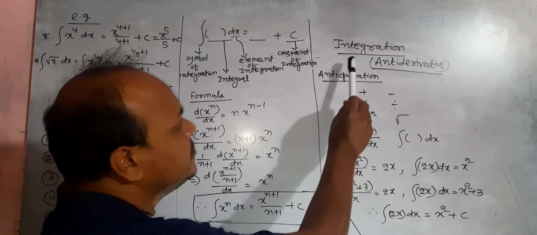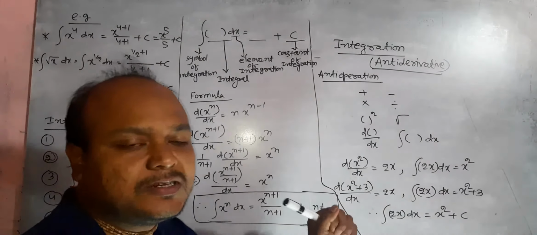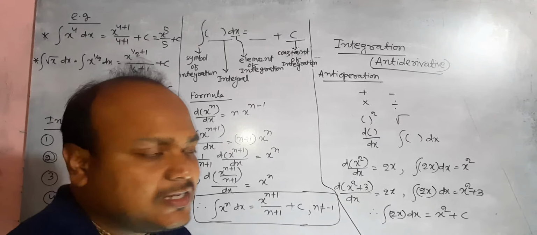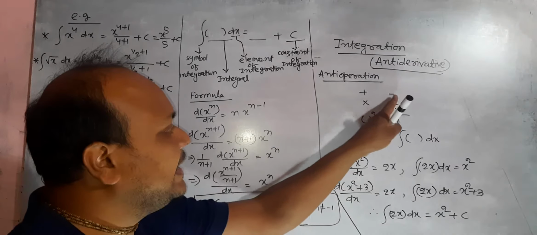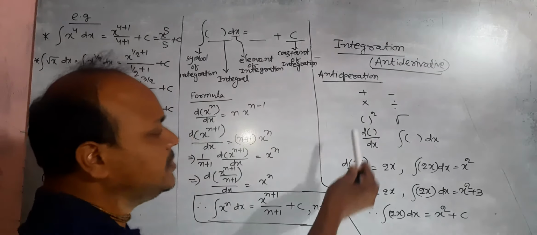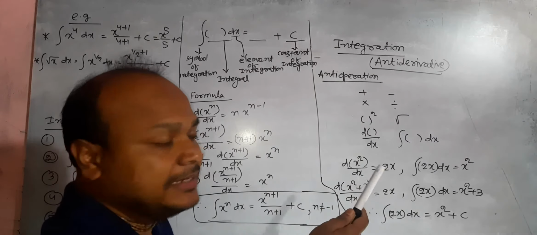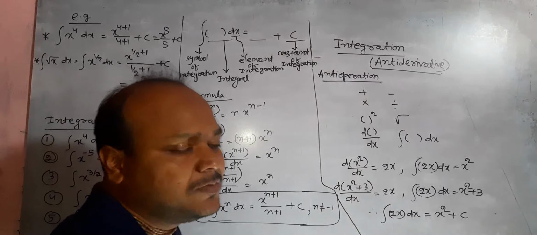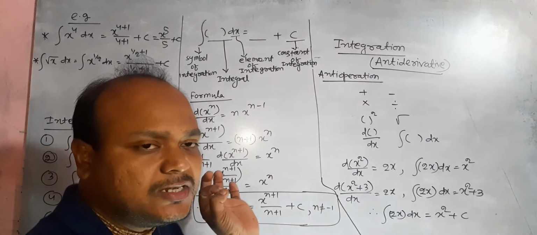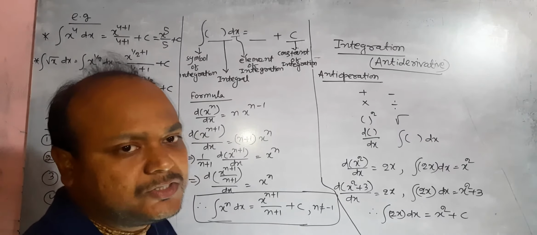Okay. So integration, another term for integration is antiderivative, because integration is the anti-operation of derivative. Anti-operation, what is anti-operation? Let us understand. Subtraction is the anti-operation of addition. Division is the anti-operation of multiplication. Square root is the anti-operation of square. Similarly, integration is the anti-operation of derivative. Addition and subtraction are anti-operations to each other. Like this, derivative and integration are anti-operations to each other.